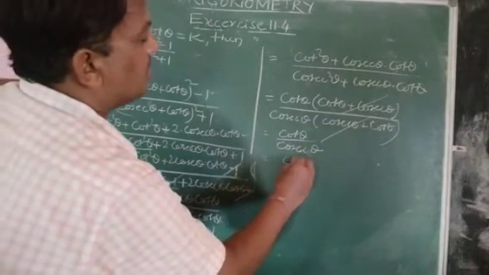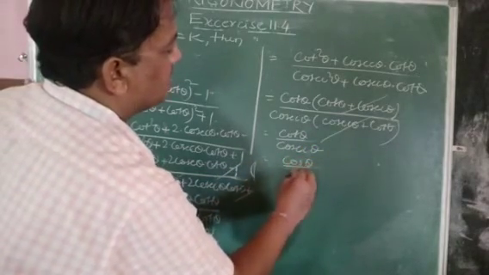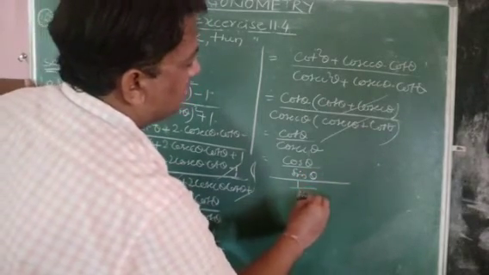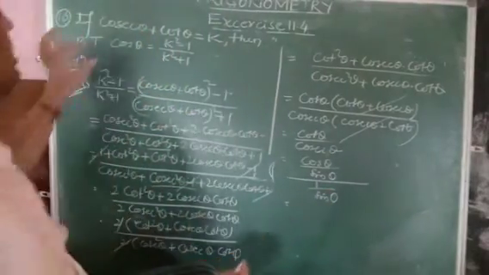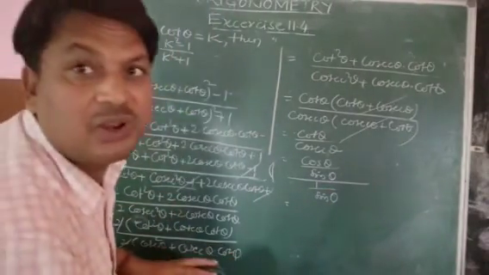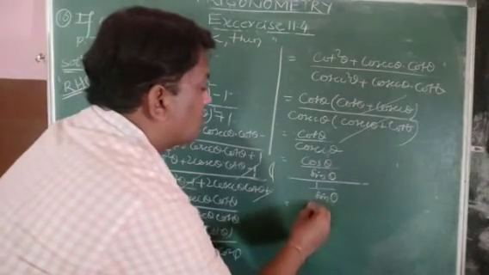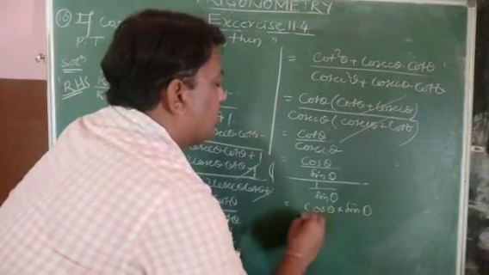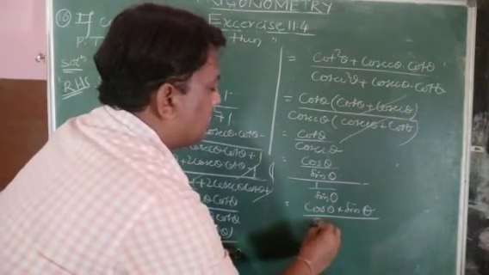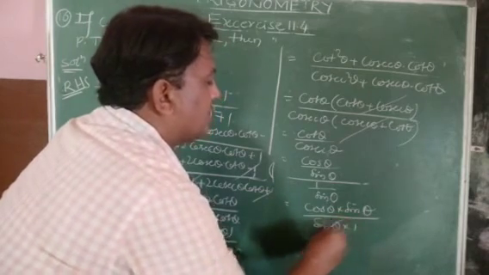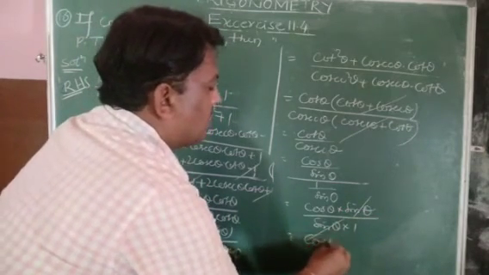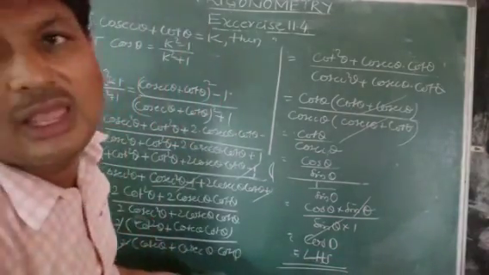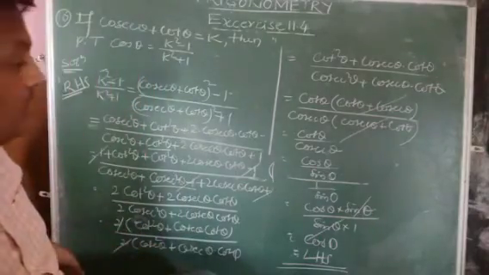Cot theta is nothing but cos theta by sin theta, divide by cosec theta, which is 1 by sin theta, because we need only cos theta, so everything else should cancel. So first into last, that is cos theta into sin theta, divide by sin theta into 1. Sin theta cancels, and it is equal to cos theta, that is nothing but the LHS. Nothing but the LHS, children.